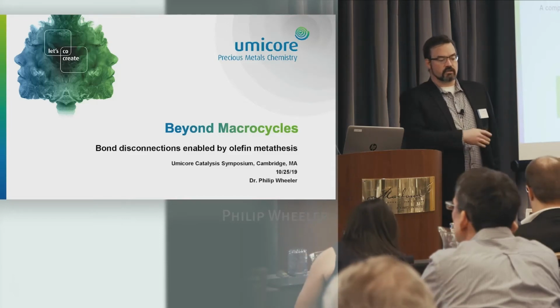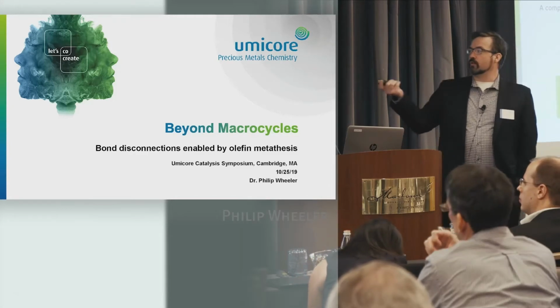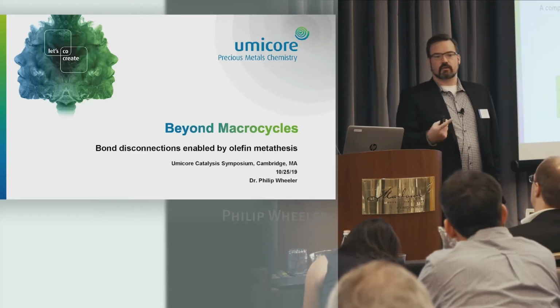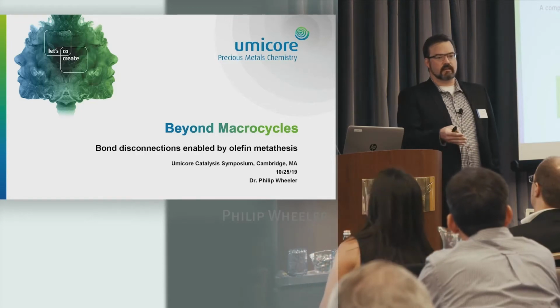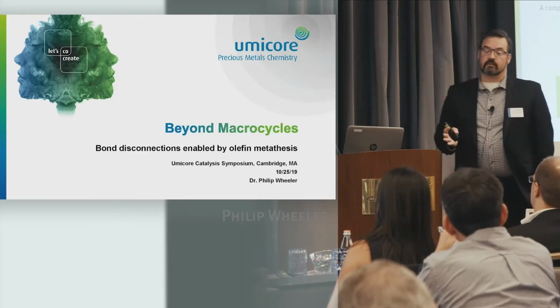So I want to start the whole conversation by saying that Umicore's business model for the Grubbs catalyst, and actually every product in our catalog, is that the IP is included in the price of the catalyst. So you buy the catalyst, you're free to do with it what you want. You have freedom to operate. We don't want to stand in your way.